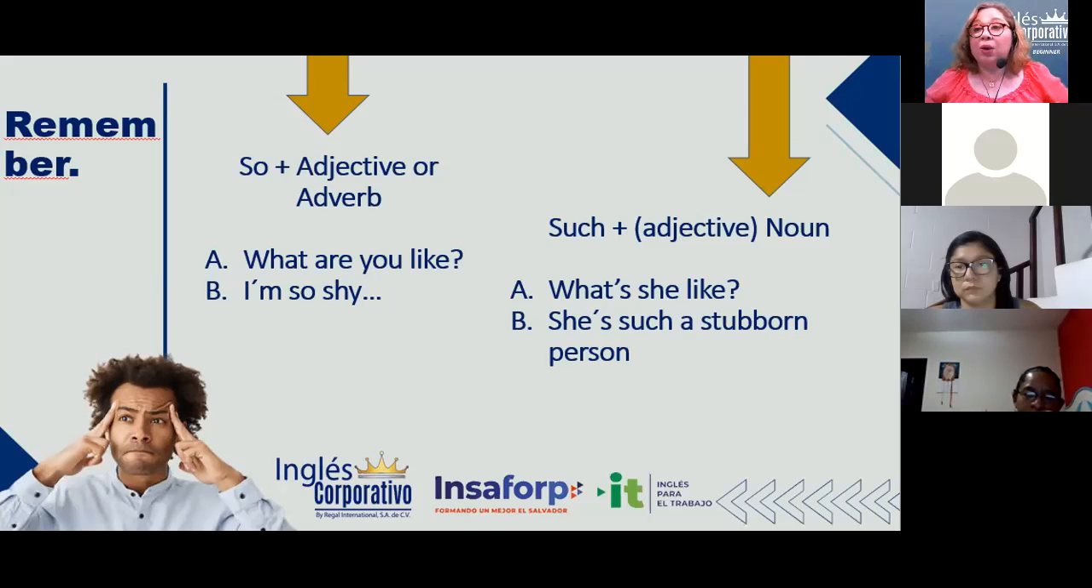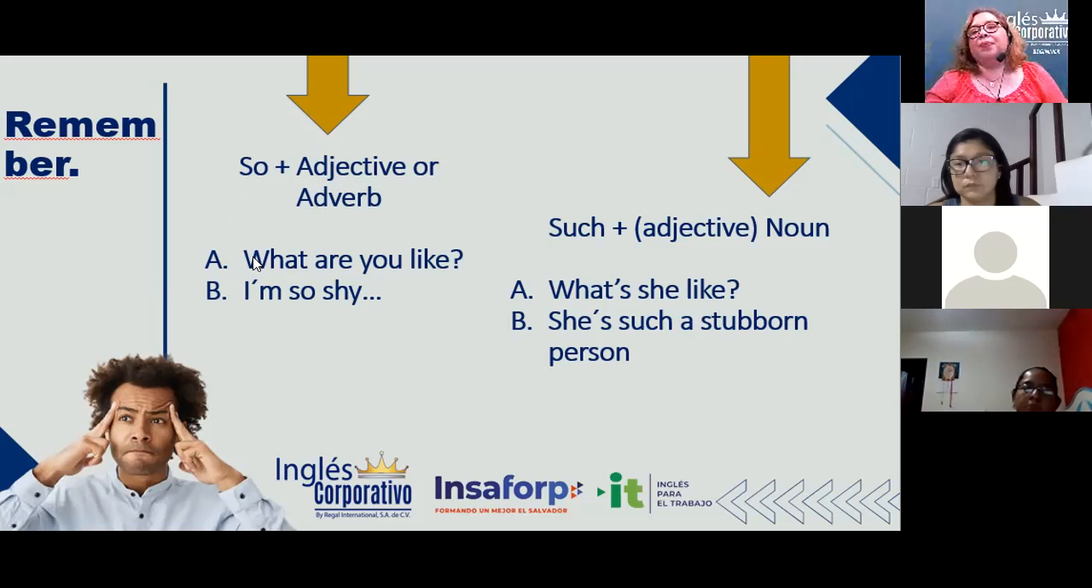But when are we going to use so and when are we going to use such? Okay, grammatically, we have this rule. So it's going to be used when we have an adjective or an adverb after it, okay? So let's see this little conversation, okay? What are you like? What are you like? What are you like?